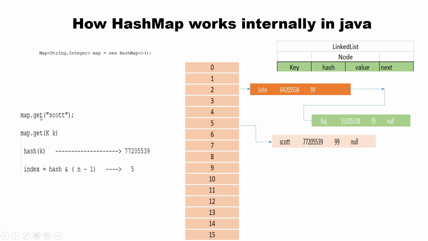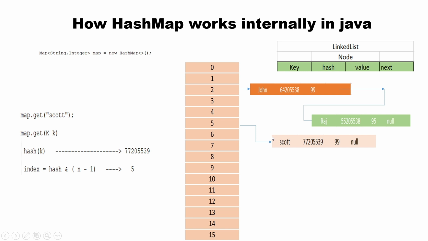When the get method is called, you pass Scott as a key, and it's again internally going to call the hash function. This hash function is again going to generate the hash value for your key, Scott. Now it has generated the hash value 77205539. We again compute this hash value with the modulus operation, and we got the index 5. So we are going to look in the fifth index of the bucket, and we have one entry in the fifth index of the bucket.